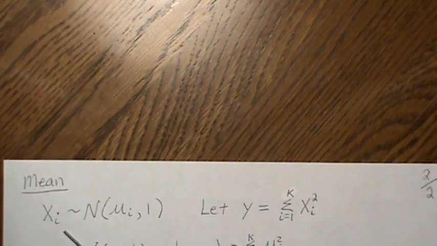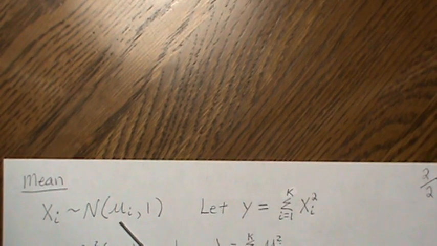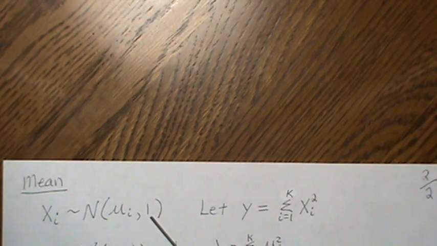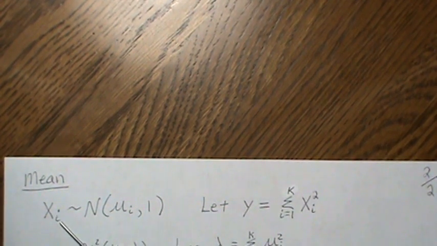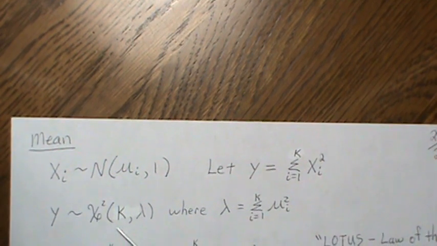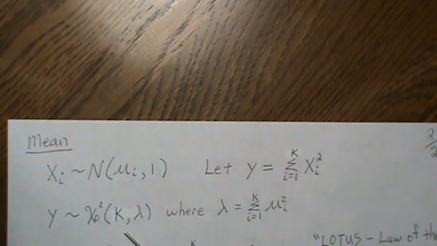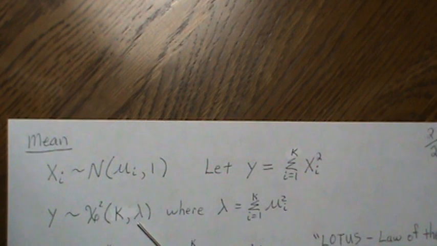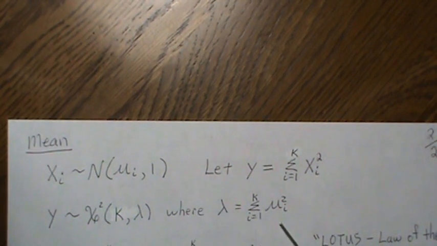Now, the mean of a non-central chi-squared, a little background. So if we let xi be a normal distribution with mean mu i and variance 1, and the xi's are independent, and if we let y equal the sum of xi squared from 1 to k, then y is considered a non-central chi-squared with k degrees of freedom, non-centrality parameter lambda, which is the sum of these mu i squareds.